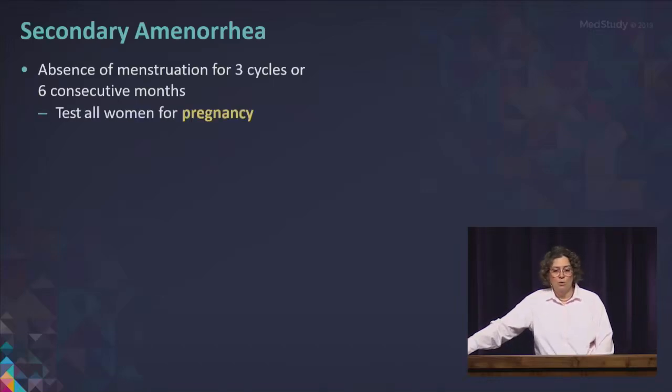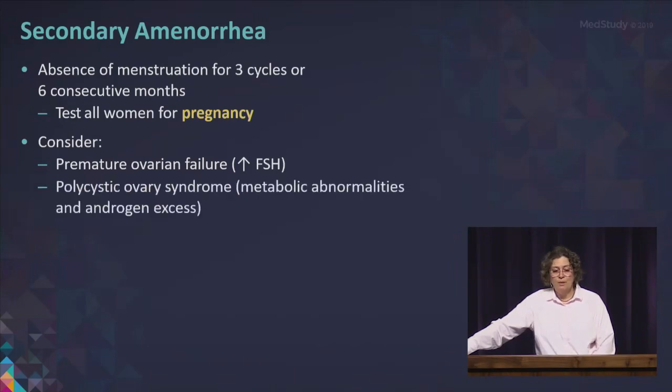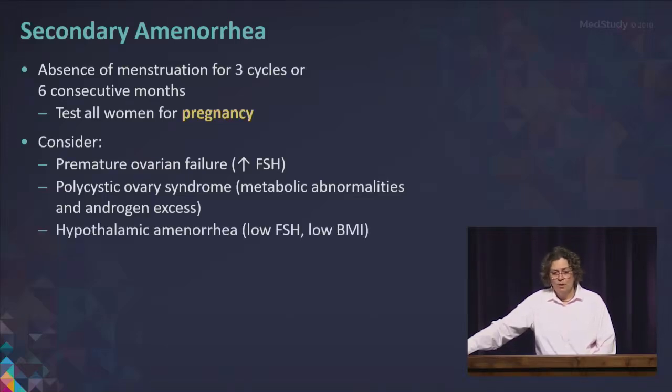We want to test all women for pregnancy. We want to consider premature ovarian failure, right? That's primary ovarian failure, where we have a very high FSH level in the menopausal range. PCOS, which is probably the most common cause of secondary amenorrhea. And here you get the metabolic abnormalities of obesity, fatty liver, sleep apnea, dyslipidemia, as well as signs and symptoms of androgen excess. There could be hypothalamic amenorrhea.